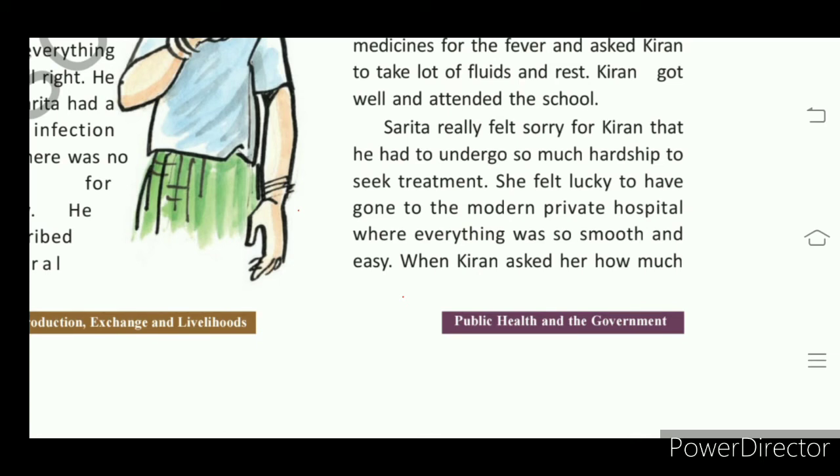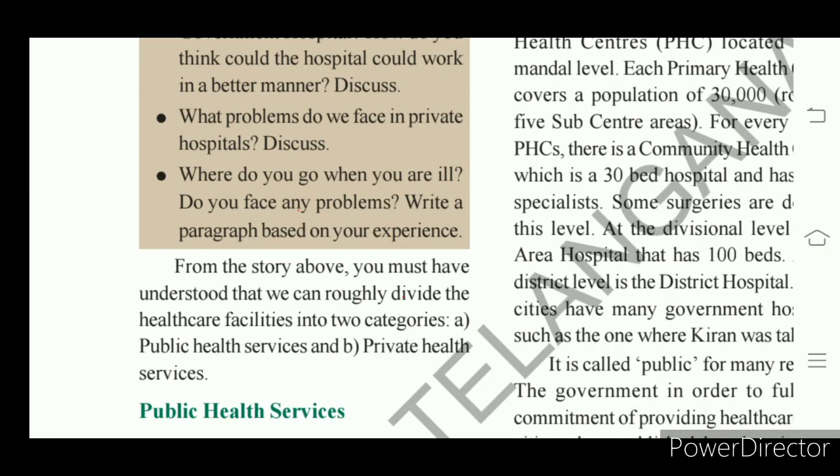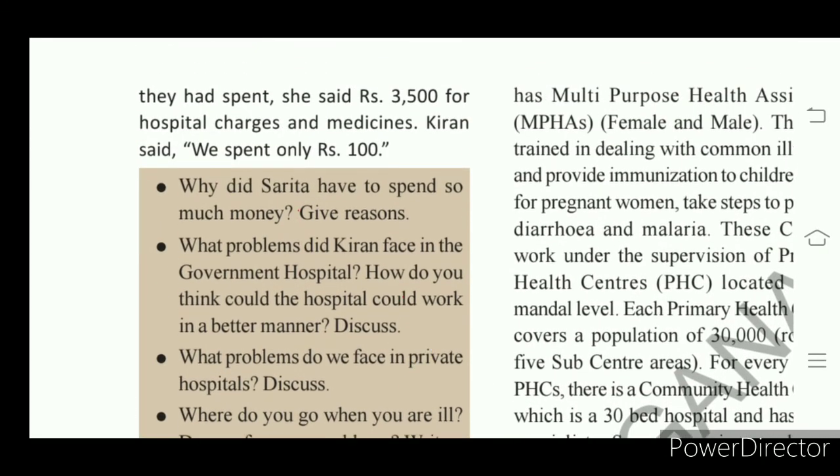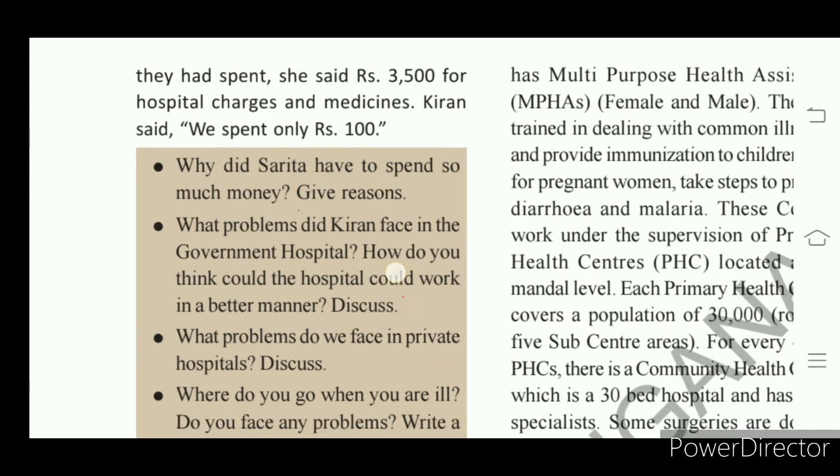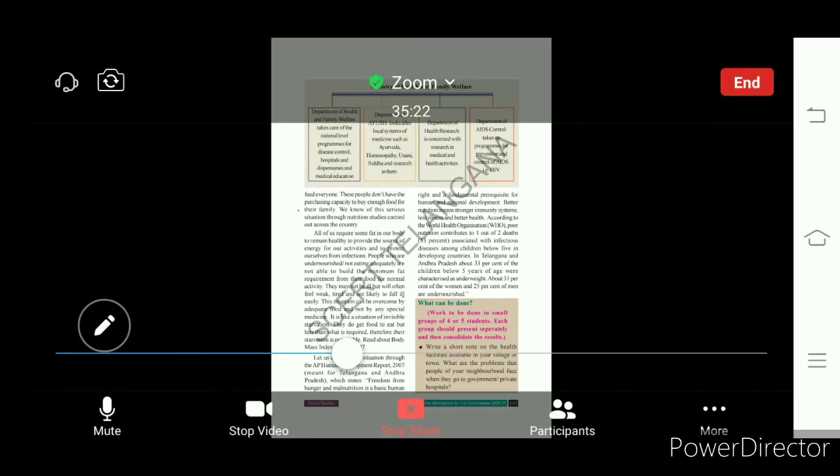Kiran had gone through a lot of hardship, and she was very lucky because she went to a modern private hospital where everything was done in a smooth and easy manner. When Kiran asked her how much time and how much money she spent, Sarita said they charged 3,500. That means to recover from the sickness, Sarita paid 3,500 as hospital charges and medicines. And Kiran spent only 100 rupees.